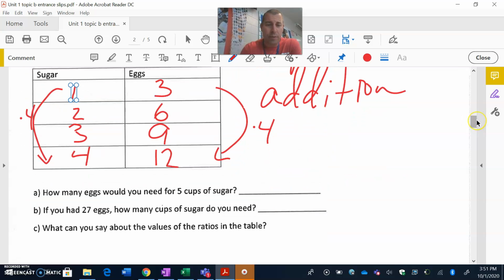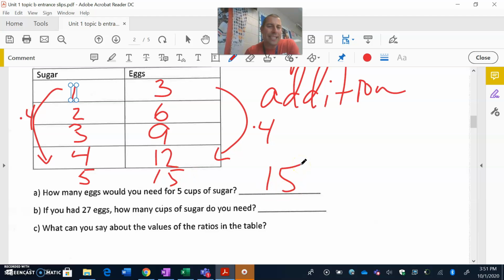Okay, so let's use this information here. How many eggs would you need for 5 cups of sugar? All right. Well, if I look at my table here, I don't have the 5 in there. So we can extend the table sometime. So 1, 2, 3, 4. Go ahead, put it right there. Next number would be 5. 3, 6, 9, 12, 15. Remember, we were counting by 3s over here. So, okay, so 15 eggs for 5 cups of sugar, not bad.